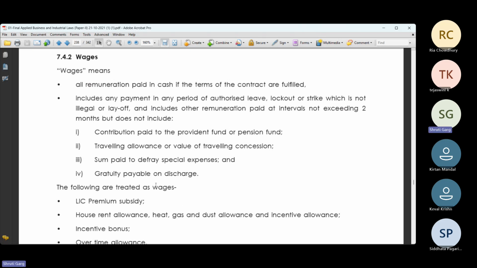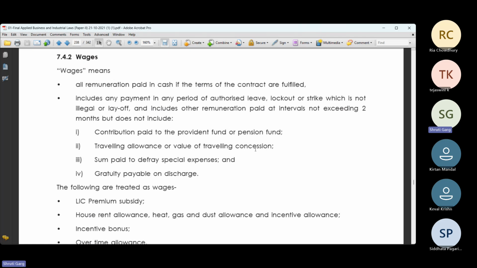Point number 7.4.2, wages. Wages means all types of remuneration which is paid in cash if the terms of contract are fulfilled. Wages include any payment in any period of authorized leave, lockout or strike which is not illegal, or layoff.